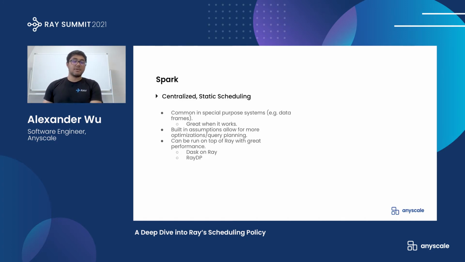RayDP is a Ray data processing project, and it currently lets you run an entire Spark cluster on top of Ray. With RayDP, you can take advantage of your Spark scheduler and get all the great optimization benefits out of it, but not be fully constrained to the special purpose workloads that Spark can handle.